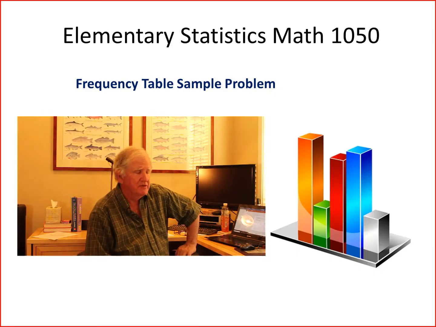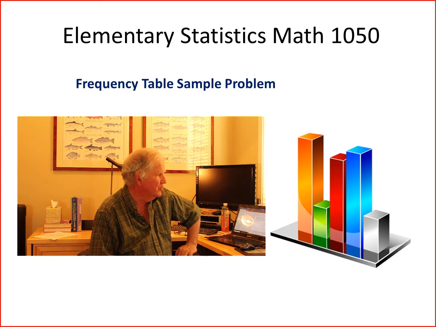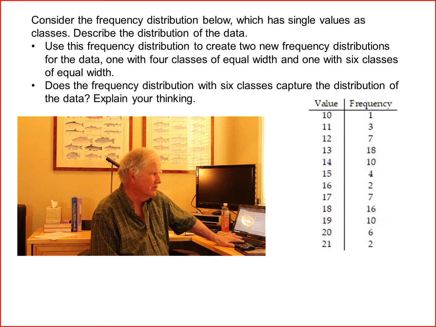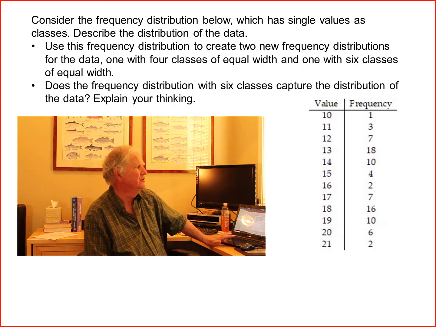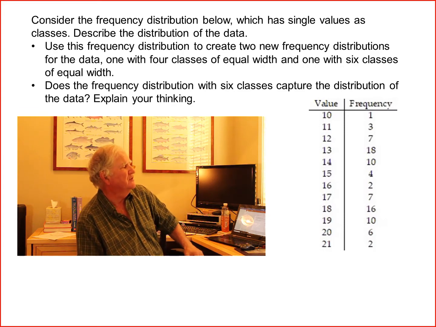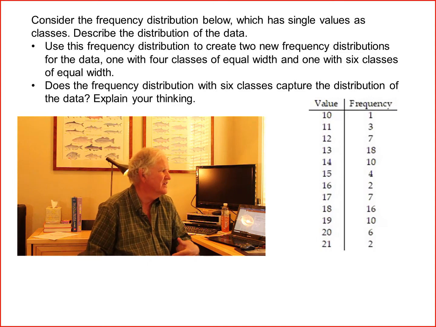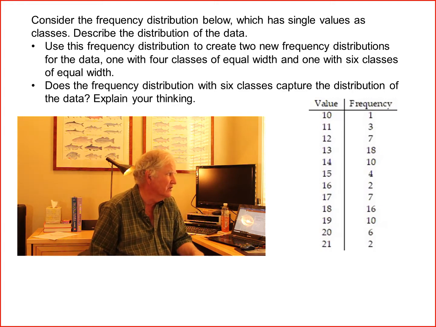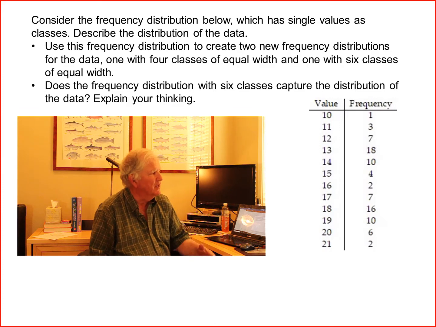All right, so I've promised several times that I would, in gory detail, build a frequency table or two for you, and this problem is I think a very good one. If I read the problem to you, it says consider the frequency distribution below, which has single values as classes. So this isn't grouped data. It's univariate data. Describe the distribution of the data. Well, let me do that.